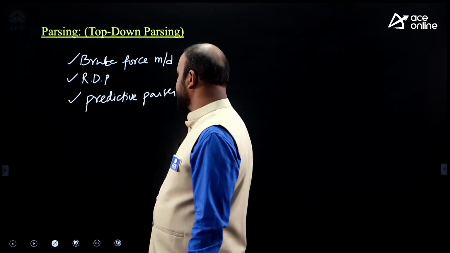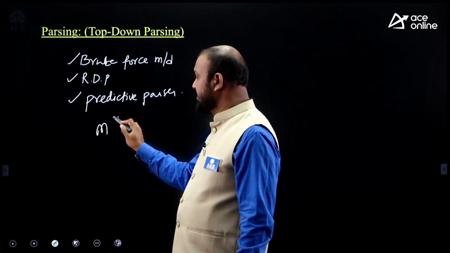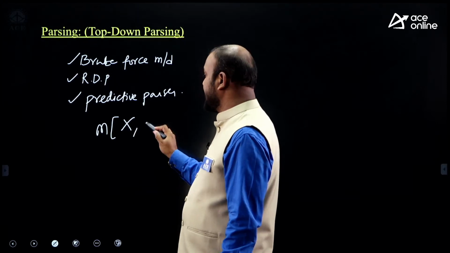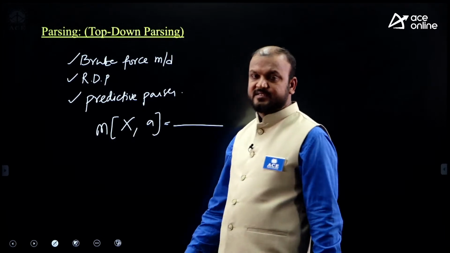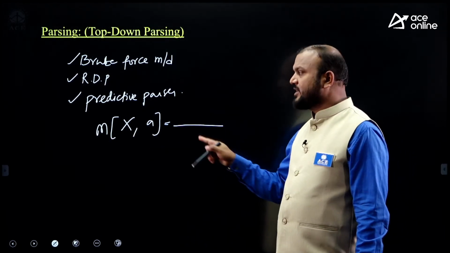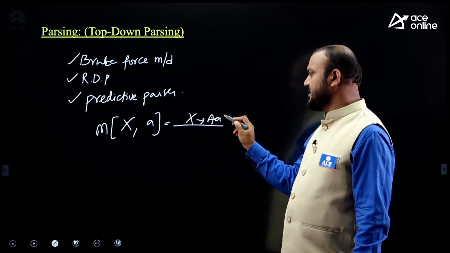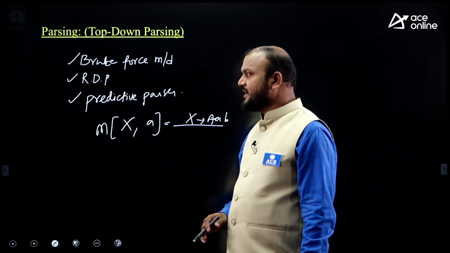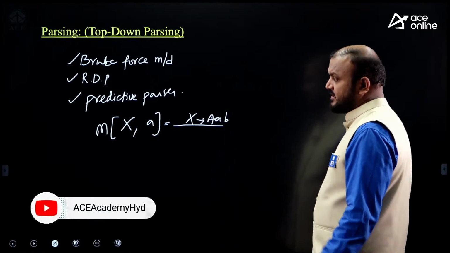What kind of questions are asked? The question asked is, in the parse table M, for a non-terminal X row and some terminal a column, what are the productions? On a particular row and column, what productions are possible, like X goes to capital A, small a, or small b. This is the kind of question asked in the previous GATE.